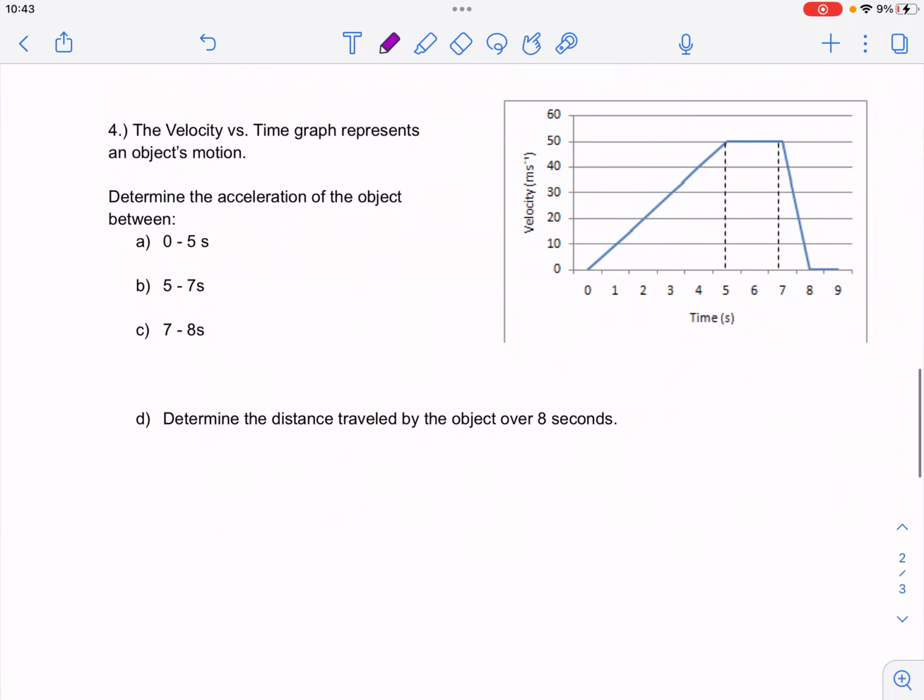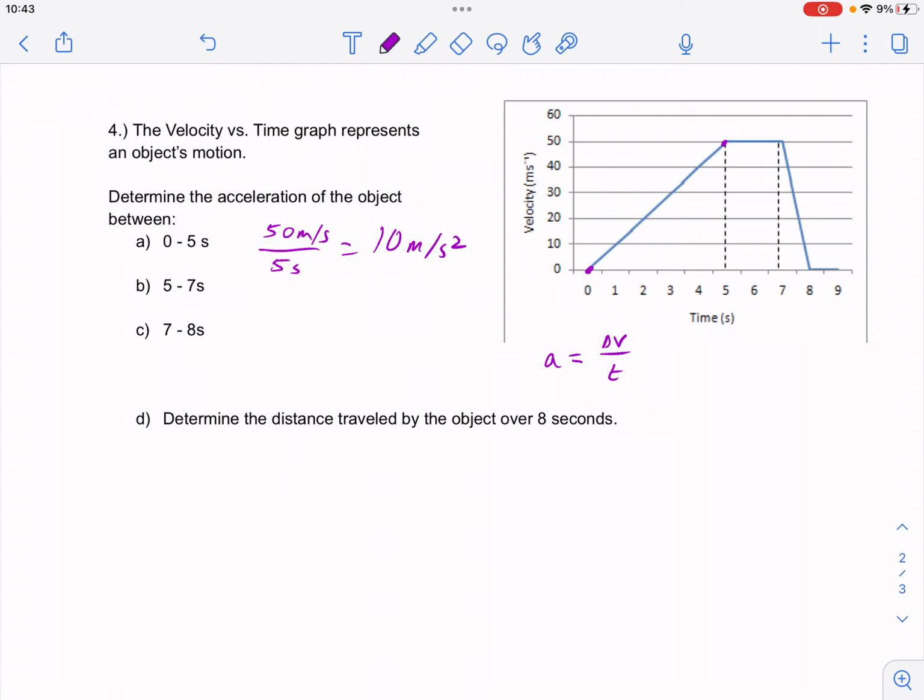The velocity versus time graph represents an object's motion. Determine the acceleration. So when we have velocity versus time, then the slope of this graph is our acceleration because velocity is the change, acceleration is the change in velocity per time. So from 0 to 5 seconds, I can see that my speed changes by 50 meters per second in the positive direction, and that's over 5 seconds. And so I end up with 10 meters per second squared as my acceleration.